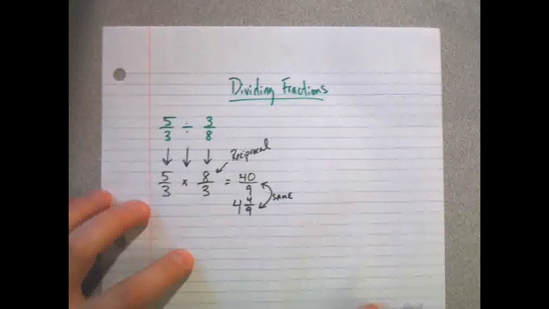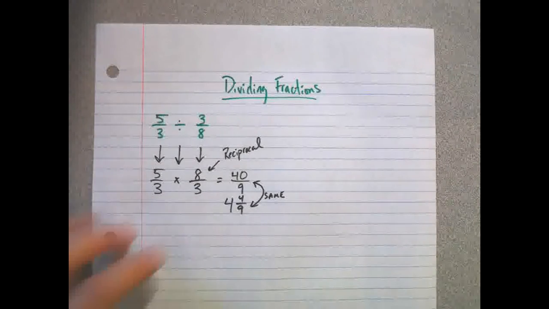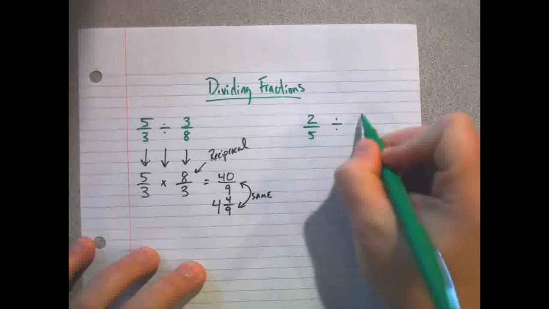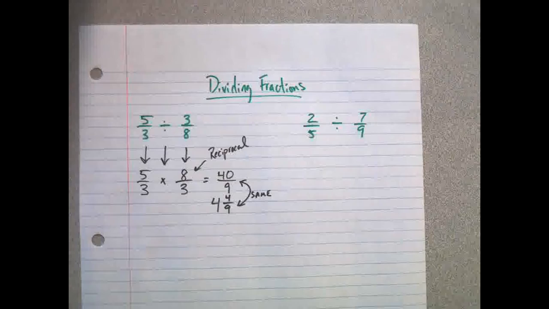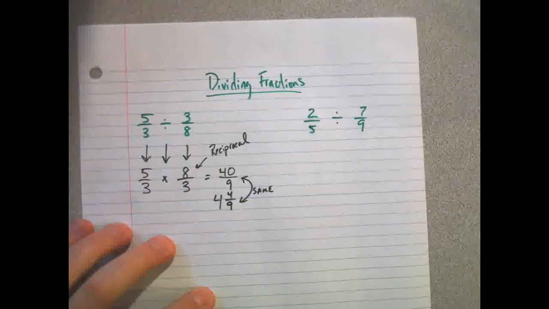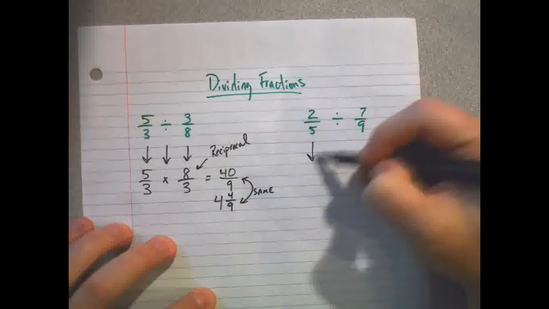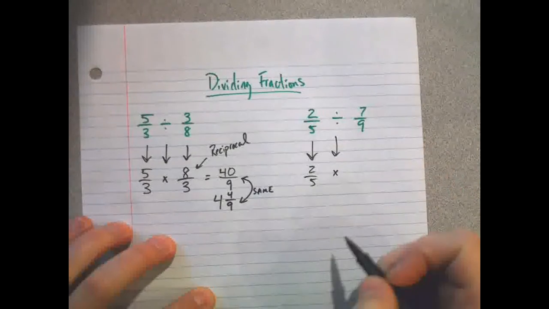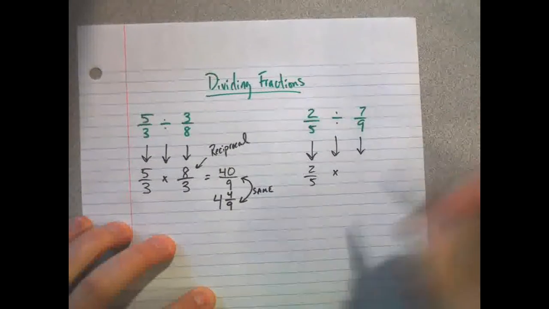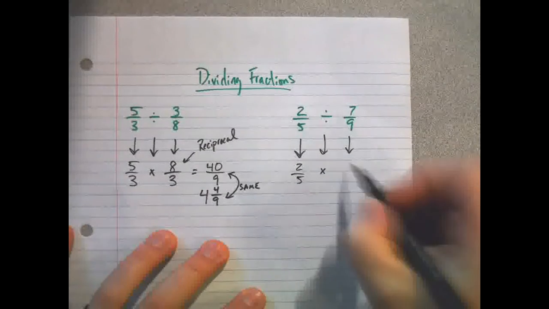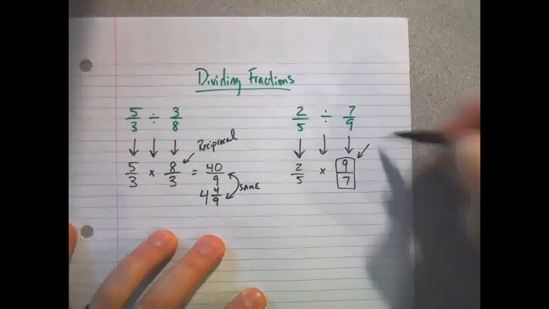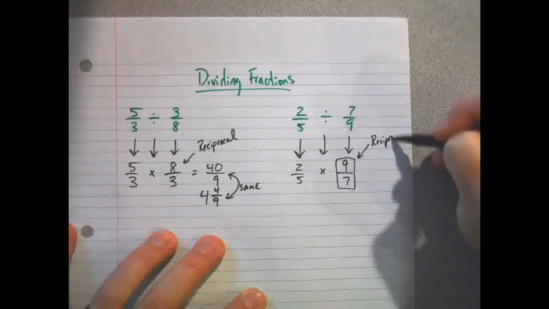All right. My next problem that we're going to attack is 2/5 divided by 7/9. Again, we convert this into a multiplication problem and we multiply by the reciprocal. So 2/5 stays as 2/5. I change that into multiplication and I flip this fraction over again. I'm multiplying by the reciprocal. 9/7 is that reciprocal. Okay.